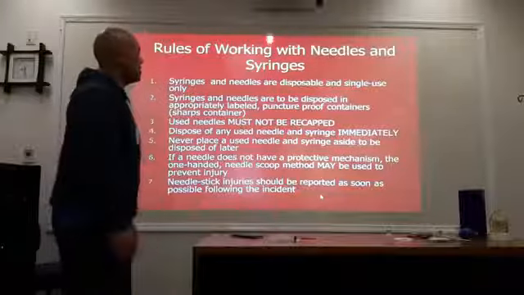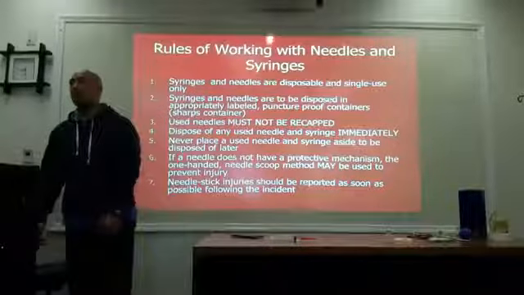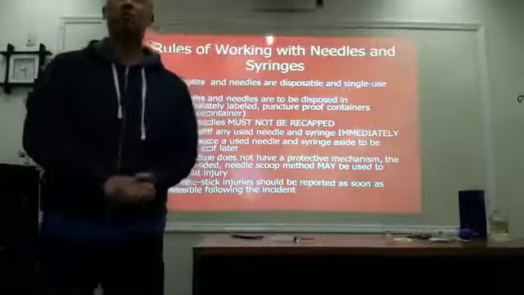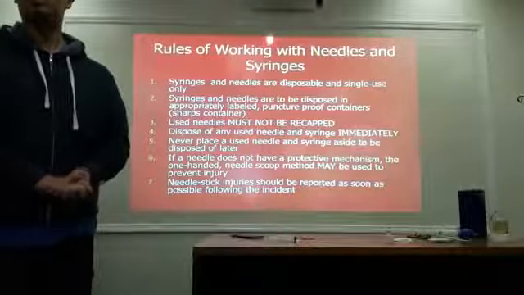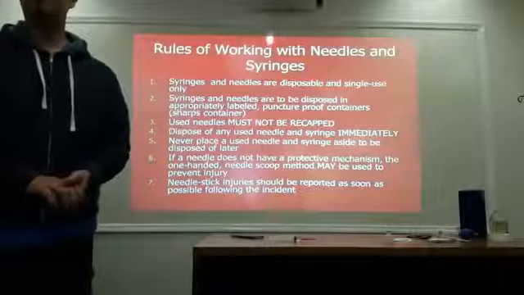Okay, so rules of working with needles and syringes. Number 1, syringes or needles are disposable and for one-time use only. Right? This is good aseptic practice. We don't use needles on multiple patients.